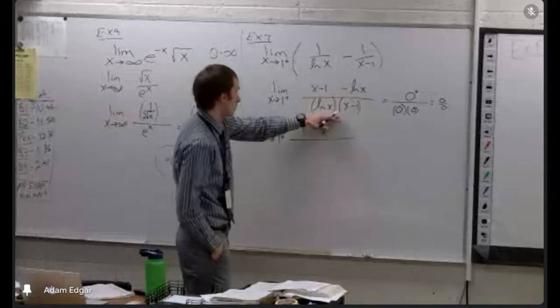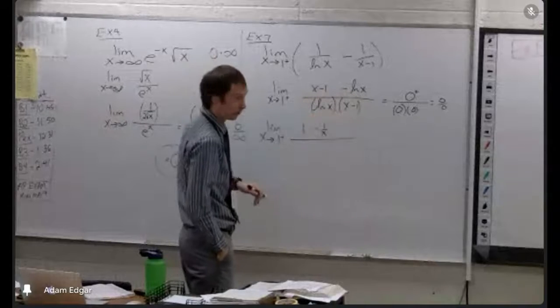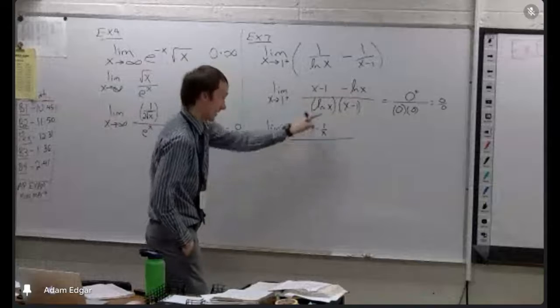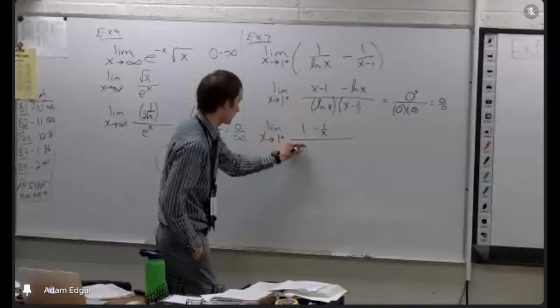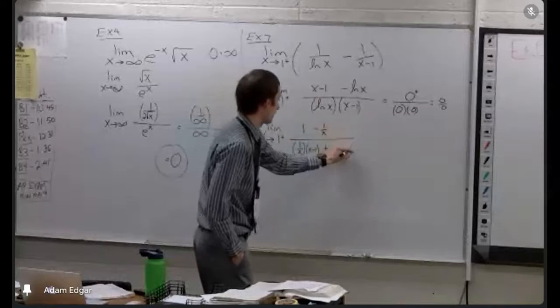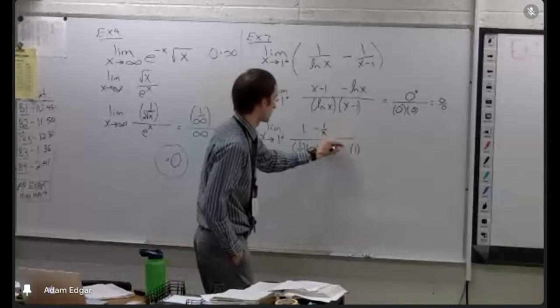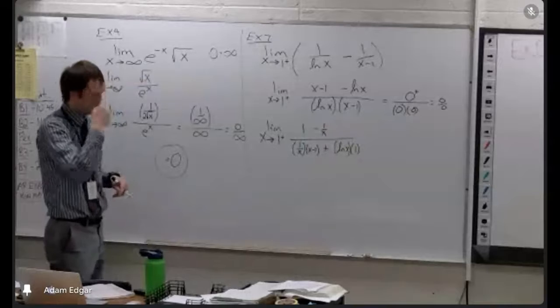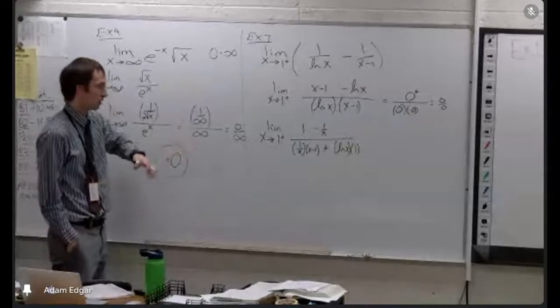So derivative of the denominator, product rule says do what? Derivative of the first guy, 1 over x, times the second guy, x minus 1, plus the derivative of the second guy, 1, times the first guy, ln of x. Beautiful. Know your product rule, because suddenly it pops up and you're doing it in the middle of a limit.